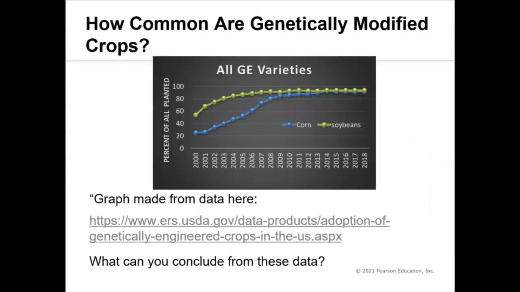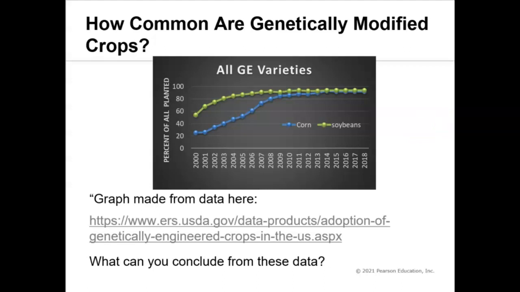How common are genetically modified crops? So this graph is made from data found on the USDA's website, and you can see that this is the percent of all planted corn and soybeans, and so both of them are close to 90% of all varieties of that crop that are planted are genetically modified. So they are quite common. Most corn and soybeans grown in the U.S. are genetically modified.